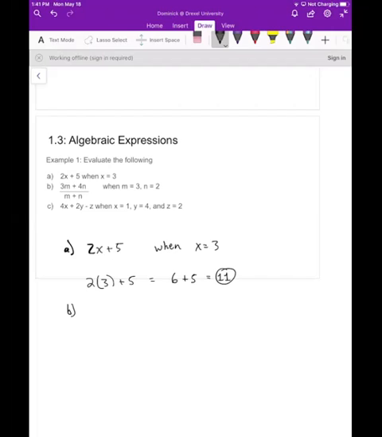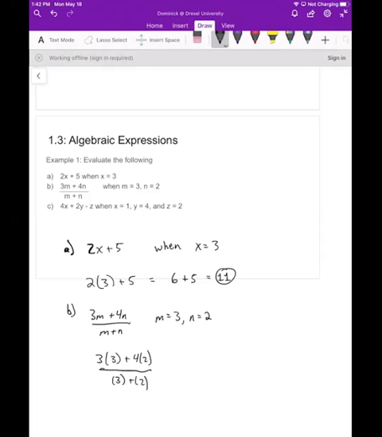Okay, in part B, we have (3m plus 4n) over (m plus n). And I want to find out what this is when m is equal to 3 and n is equal to 2. So as usual, we're going to plug in our numbers here, and then simplify. Now, I always recommend using parentheses when you substitute these numbers in.